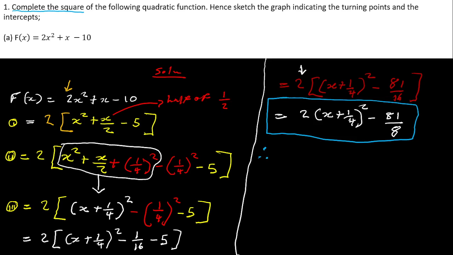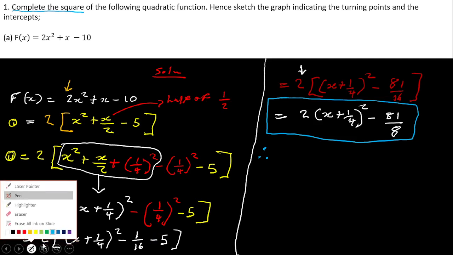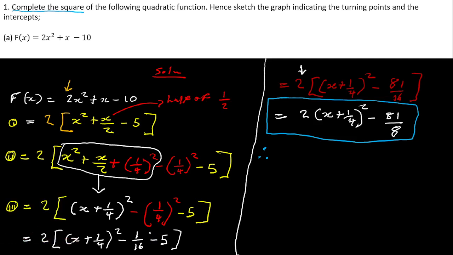I'm lost. How did you find the 81 over 16? By adding negative 1 over 16 minus 5. When you add negative 1 over 16 minus 5, it will give you negative 81 over 16. Let me help you out on that.